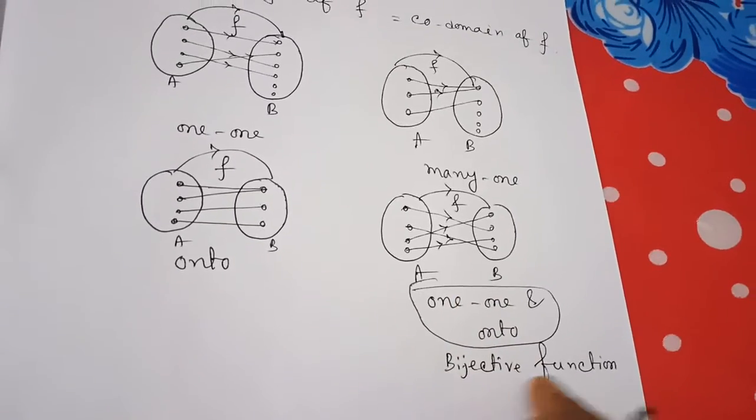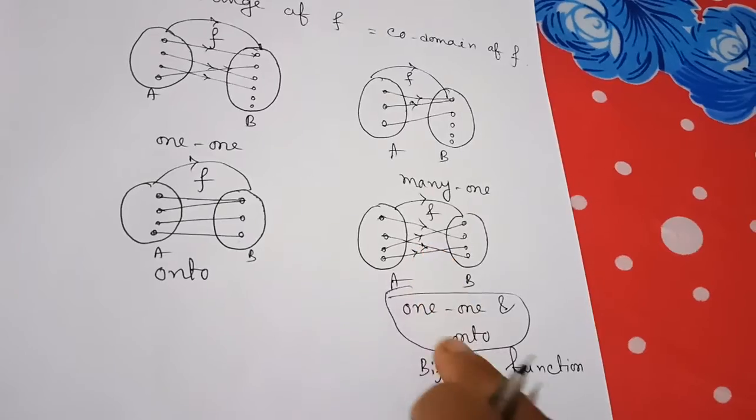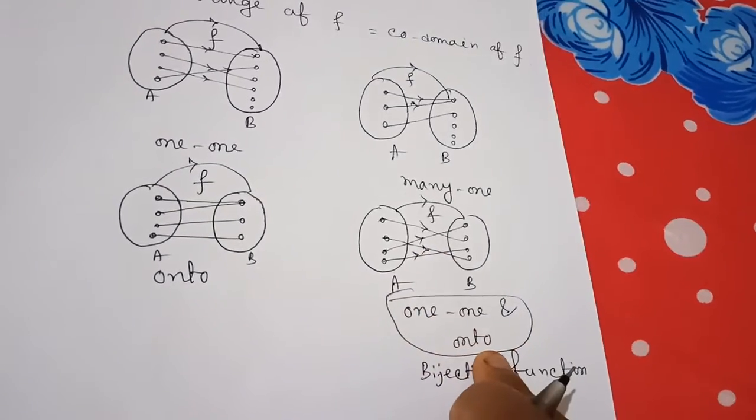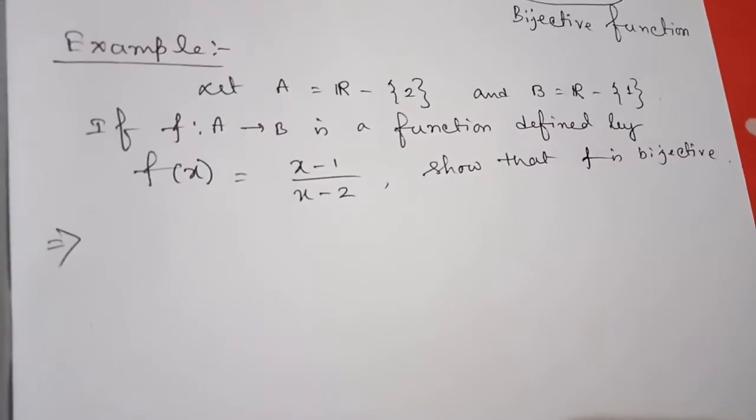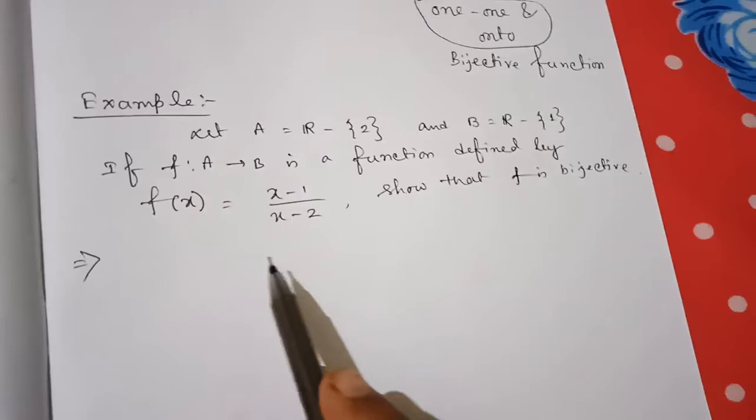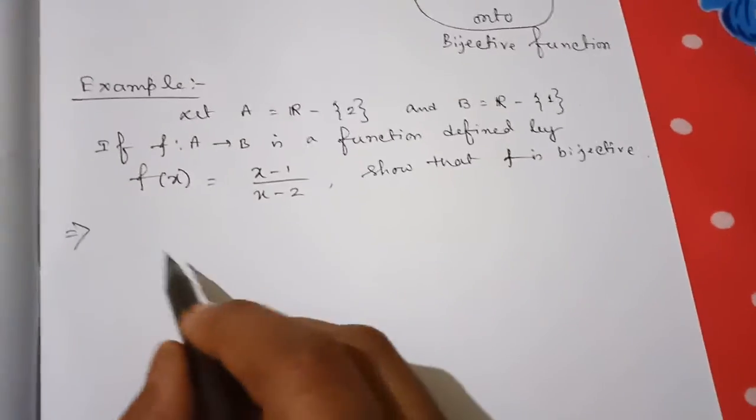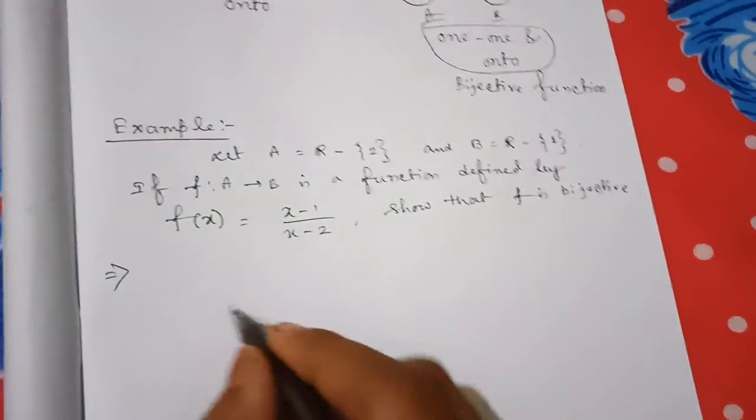So for being a bijective function, we need to check whether the function is 1-1 or onto both together or not. I have taken one question for you so that you can understand how it will be done, especially when you are getting these types of questions.